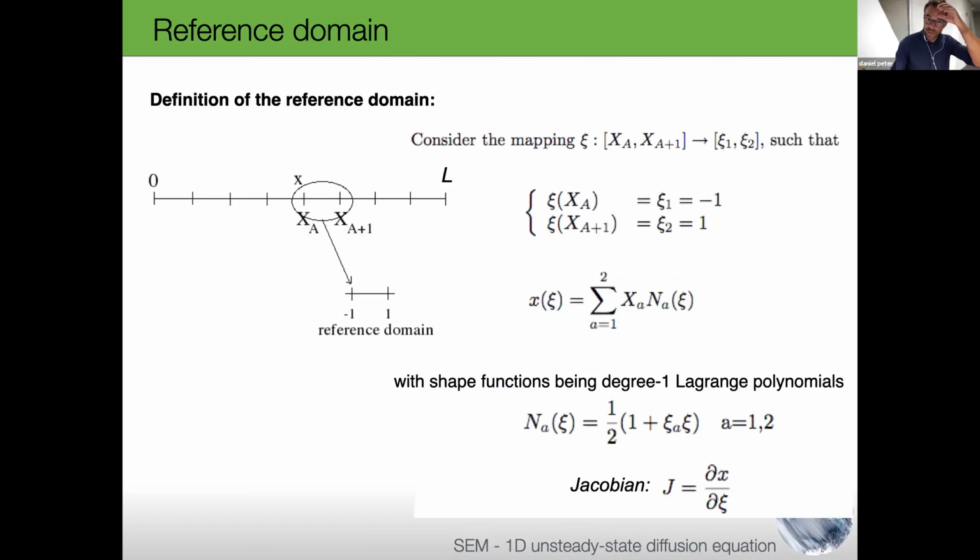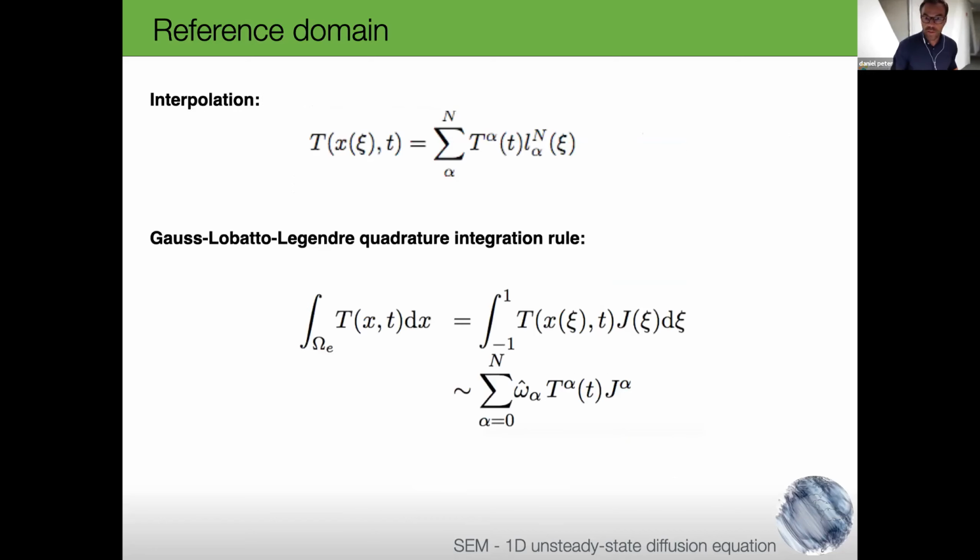Then we have the mapping. So here we use these linear shape functions, the degree 1 Lagrange polynomials. Give you the mapping from the physical domain to the reference domain. And then we do the actual interpolation of the integral values, which is the quadrature. The quadrature introduces these omega alpha weights. So we use a GLL quadrature rule, the Gauss-Lobatto-Legendre quadrature rule, which comes with these specific omega alpha weights. They are set by the rule that we use.